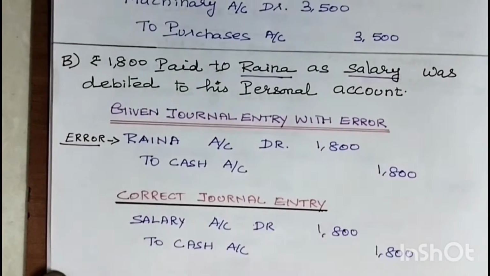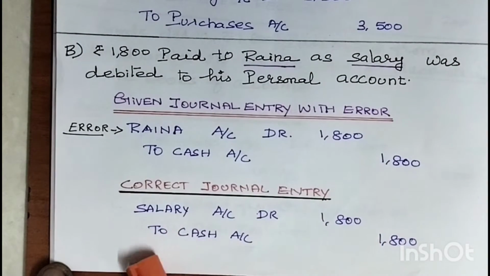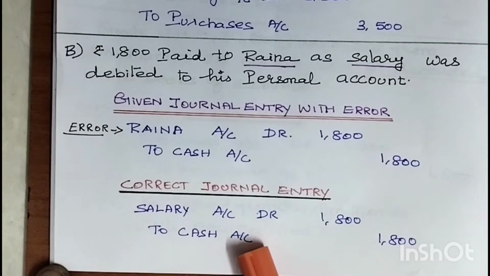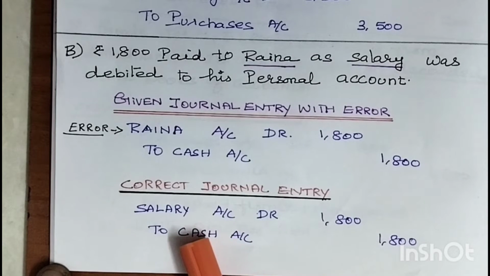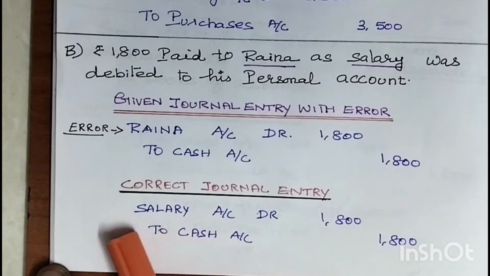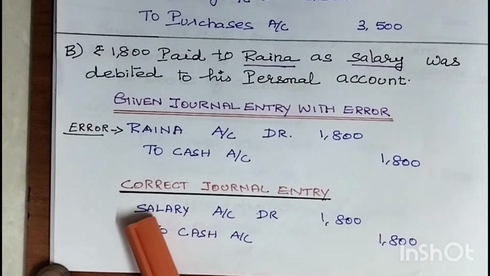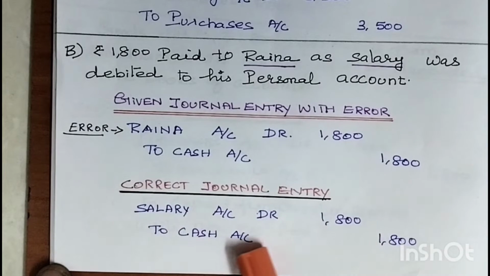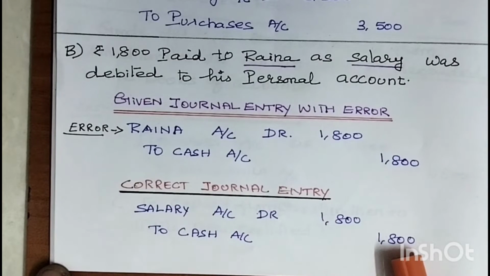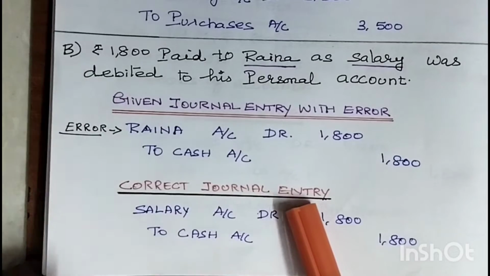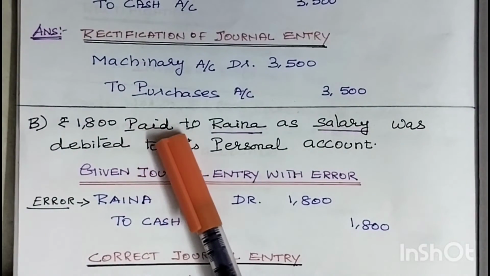The correct journal entry is salary account debtor to cash account. When you paid salary through cash, your cash account decreases. 1,800 rupees decreased from your cash account. Whenever cash account decreases, cash account is to be credited. For salary, you paid salary, cash account decreases. So salary account debtor to cash account 1,800 rupees. This is the correct journal entry for the given transaction.